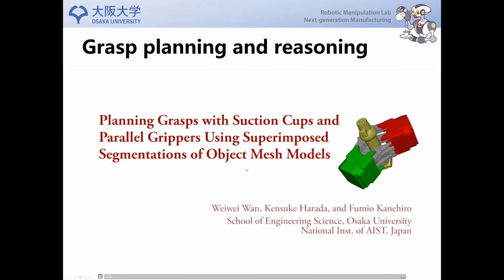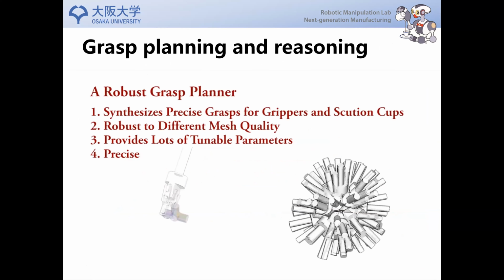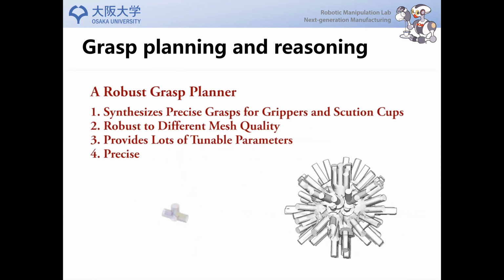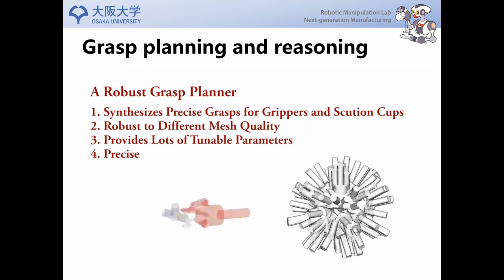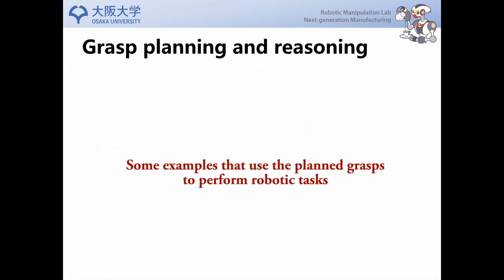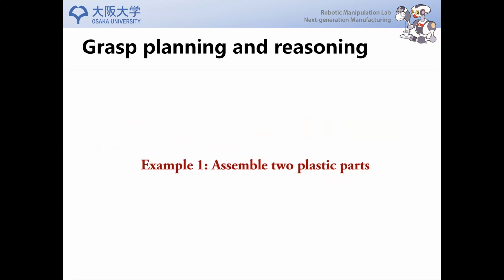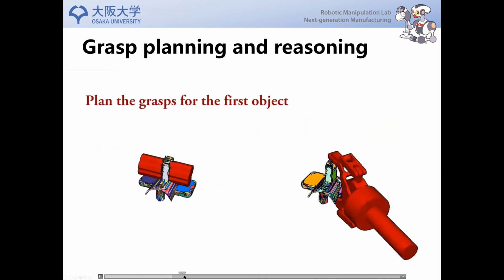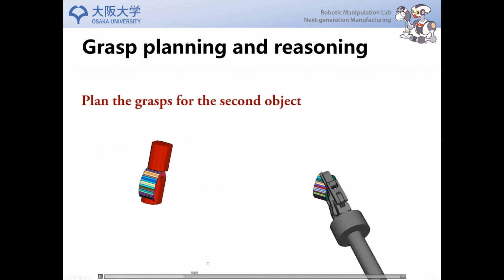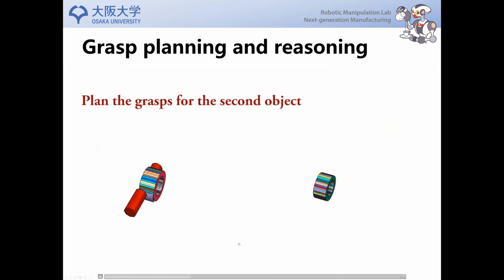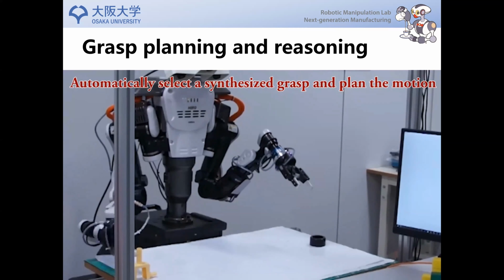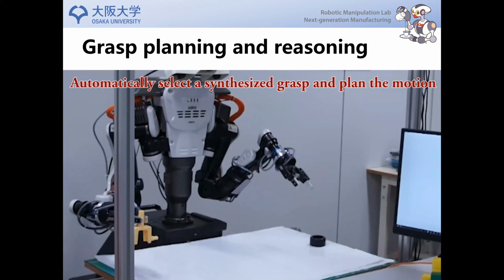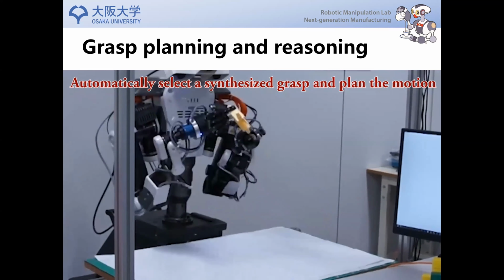This video shows the grasp planning. We developed a grasp planner. The grasp planner will automatically generate the grasps for the objects. Here, for example, is to assemble 2 plastic parts, and then we plan the grasps for each of those objects. And then the robot will select the grasps from the planned grasp set, and then use that grasp to pick up objects and do the assembly.